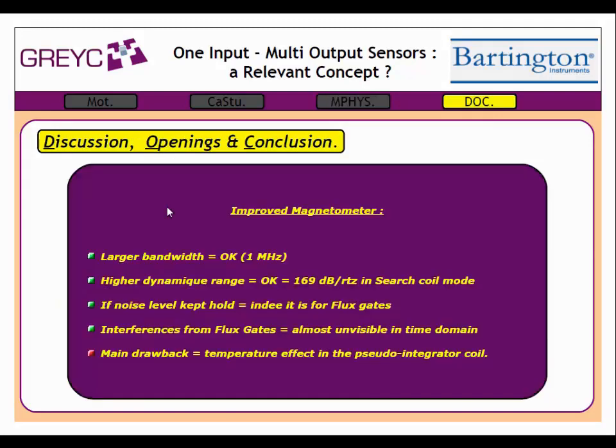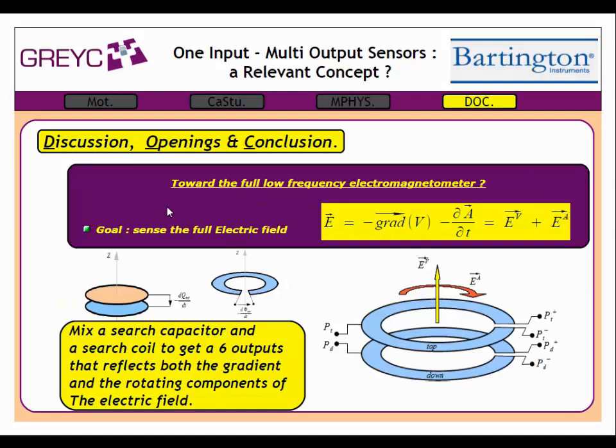And so this is the main opening. The main opening is to have a new sensor that makes good use of a search capacitor here and a search coil. You can bring them together, and then finally you can measure the full electromagnetic field, but in low frequency. It's usually done in high frequency domain by antennas, but you can do it also in low frequency. So this is one concept that can be used here.